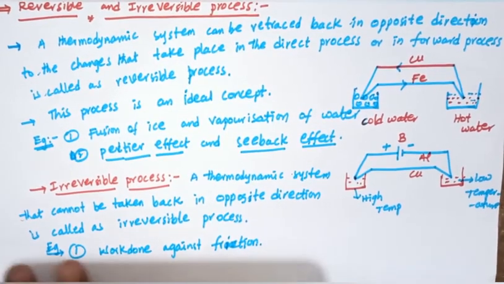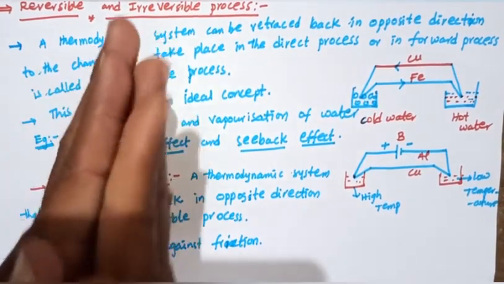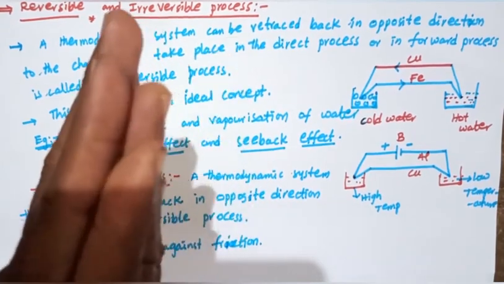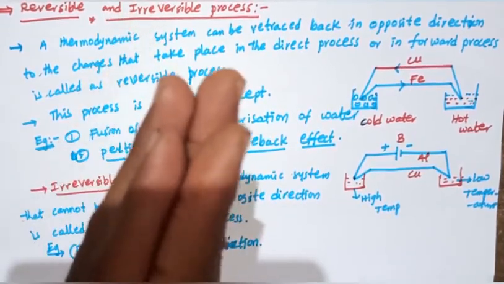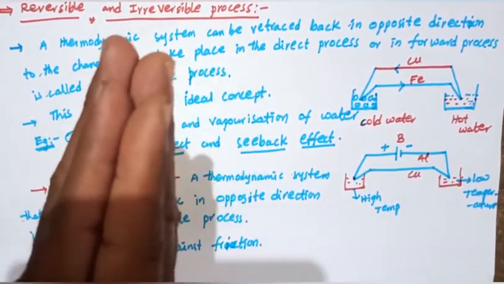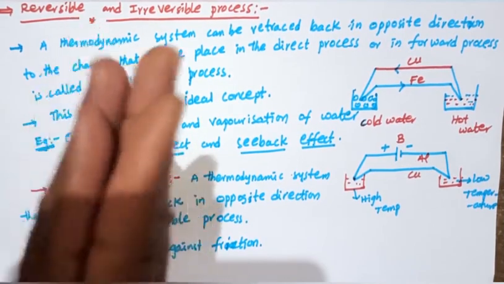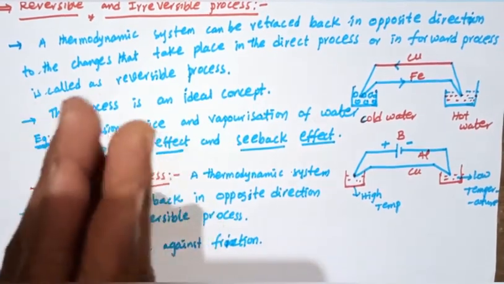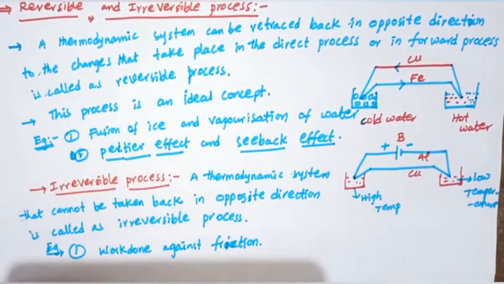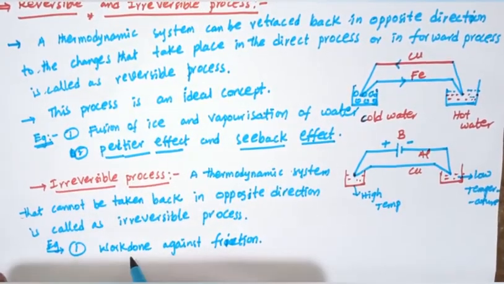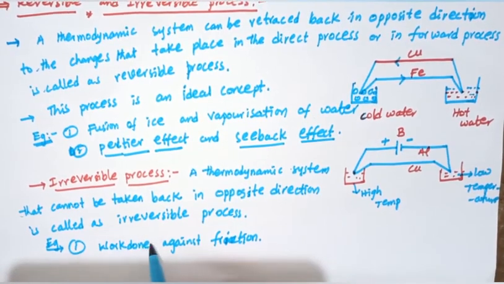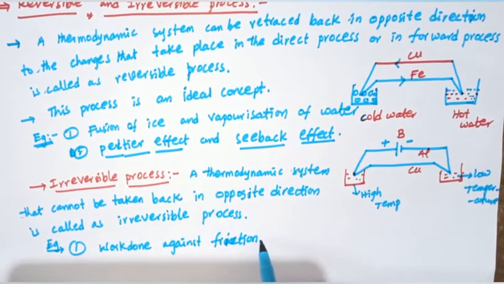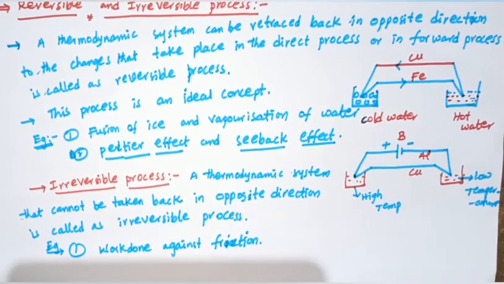When we continuously rub our palms, work is done on the system, on the palms. What happens? Due to the friction, heat is produced. When heat is added, the friction will not be created, which is not possible. So work done against friction is an irreversible process.